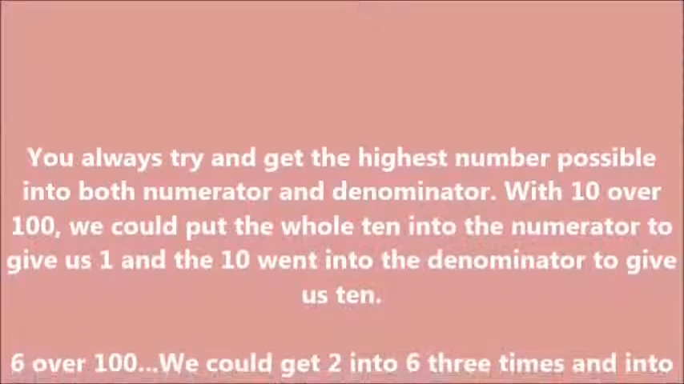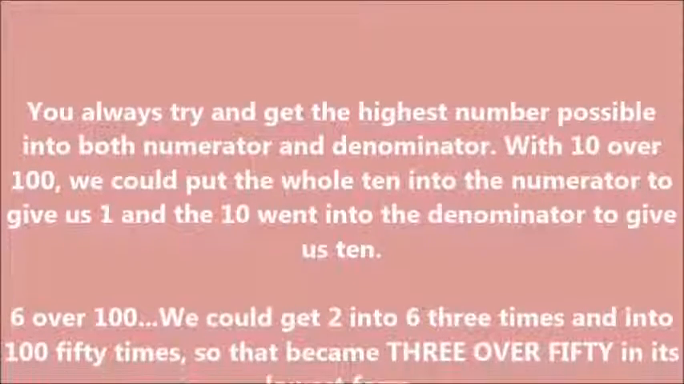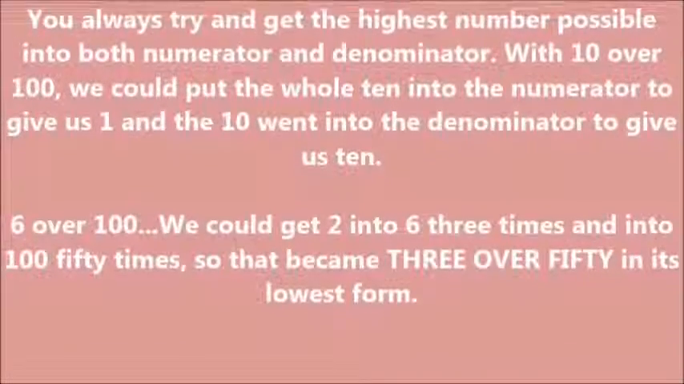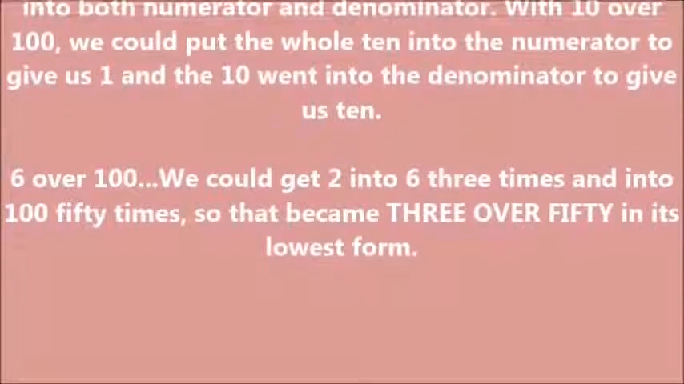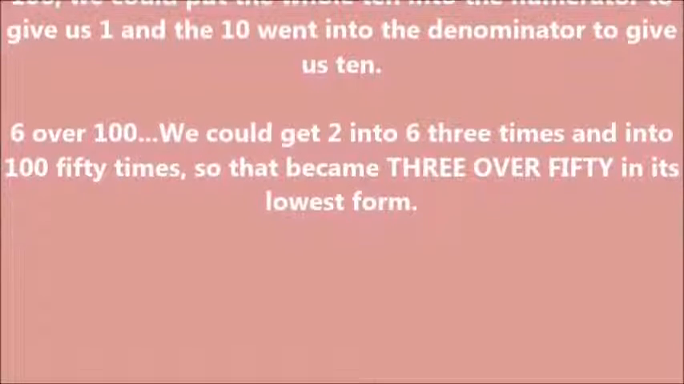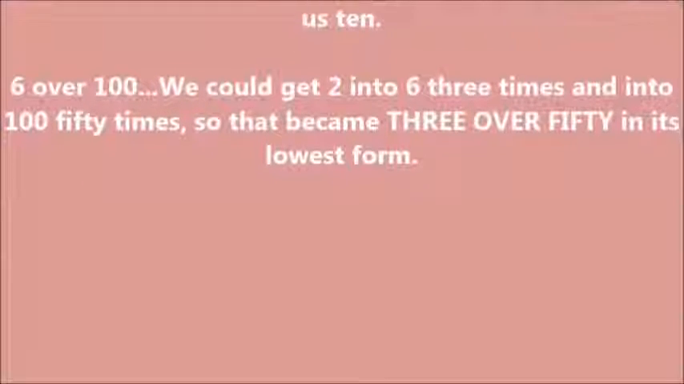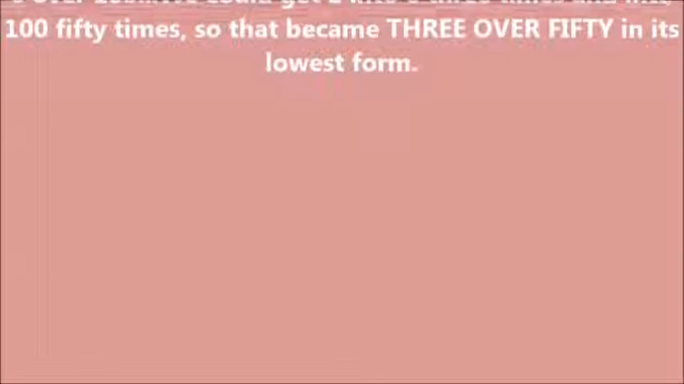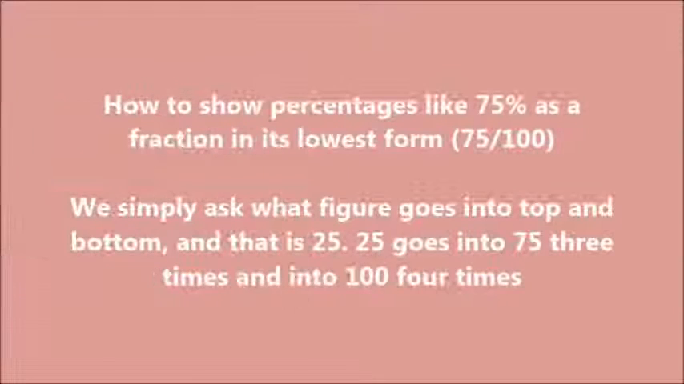Okay, now you always try and get the highest number possible into both the numerator and the denominator. With 10 over 100, we put the whole 10 into the numerator to give us 1, and the 10 went into the denominator to give us 10. 6 over 100, we could get 2 into 6 3 times and into 100 50 times, so that became 3 over 50 in its lowest form.